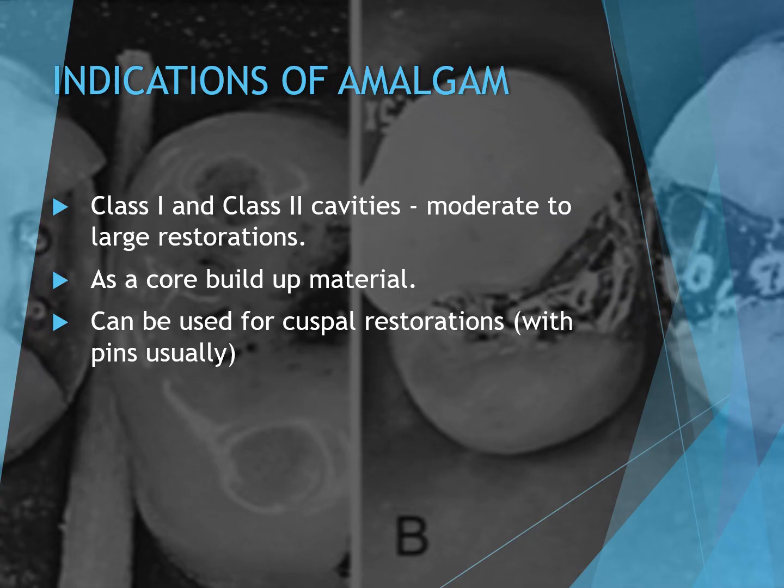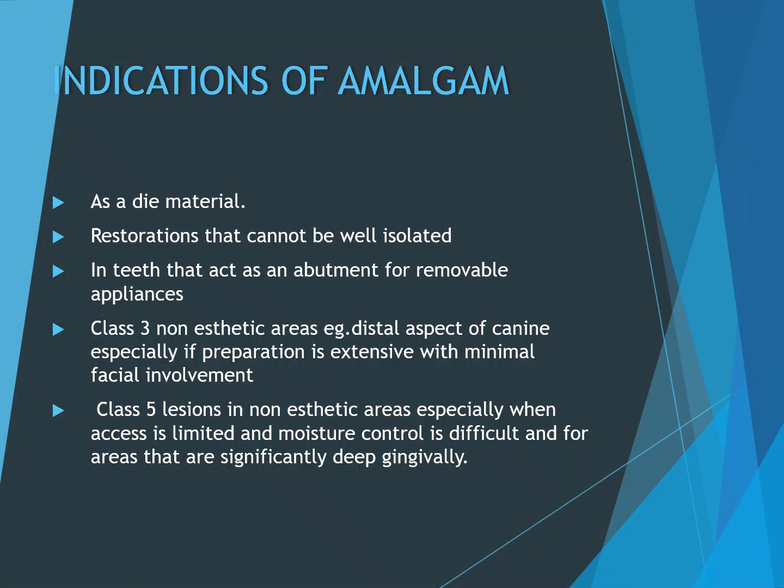Now, the indications of amalgam are class 1 and class 2 cavities, moderate to large restorations, as a core build-up material, and it can be used for cuspal restoration with pins. Other indications of amalgam are as a die material, restorations that cannot be isolated, and in teeth that act as an abutment for removable appliances.